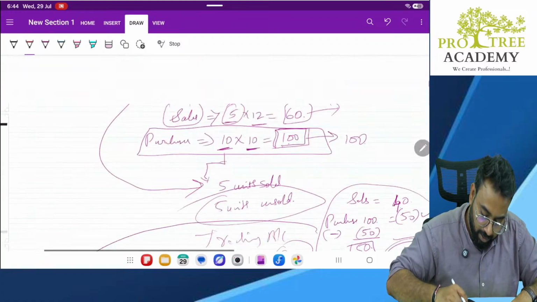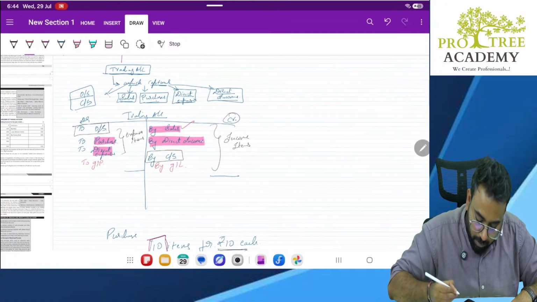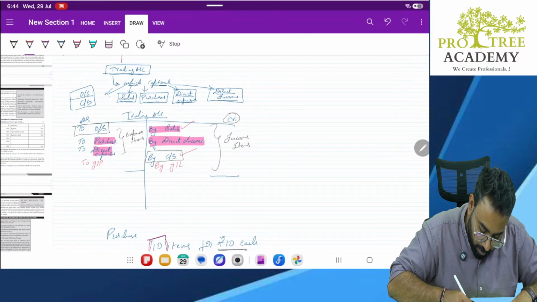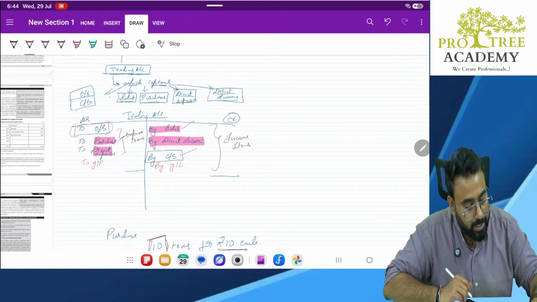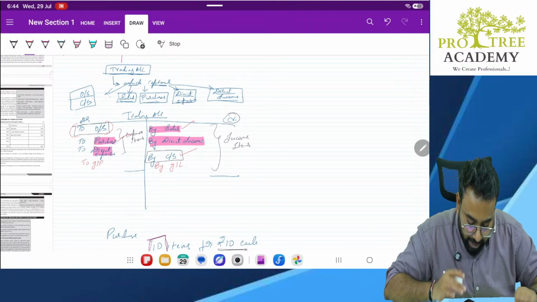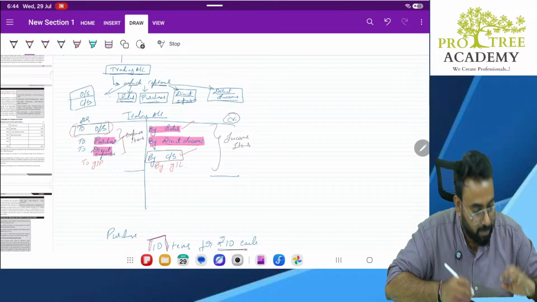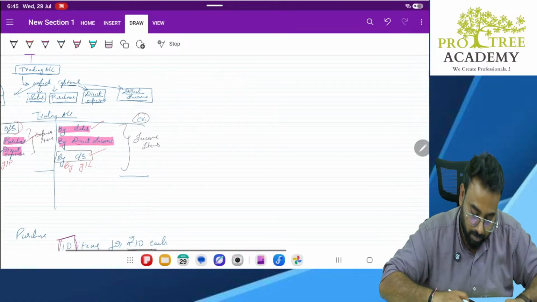Now, sir, you showed us trading account like this. I understood the concept of sales. I understood the concept of closing stock. I understood the concept of purchases. Now tell me the concept of opening stock. Coming there. Sir, what about direct expense and direct income? That will take in the next step. Okay, now coming to opening stock.